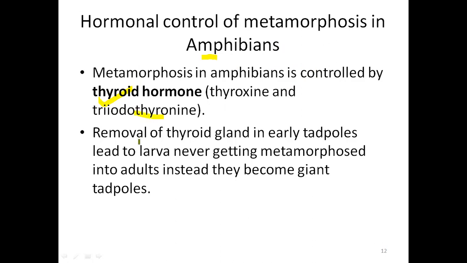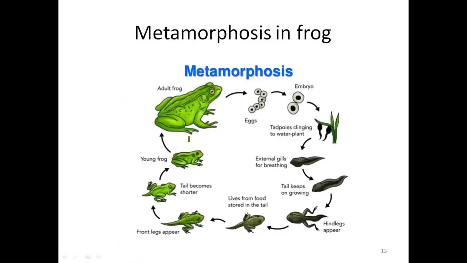Now, in order to understand the effect of thyroid hormone on the metamorphic changes in the frog, if you remove the thyroid gland, the early tadpoles, the larvae, never get metamorphosed into adults. So absence of the thyroid gland never resulted in formation of the adult. Instead, they remained as larvae. They increased in size and became what are known as giant tadpoles. So this shows that for metamorphosis, it is very important to have proper levels of thyroid hormones.